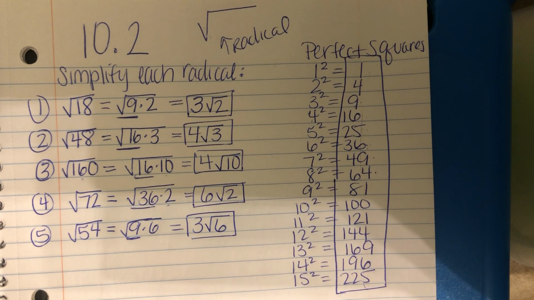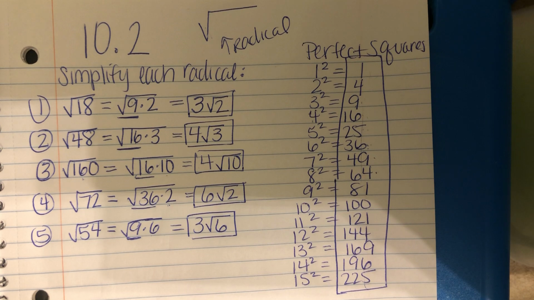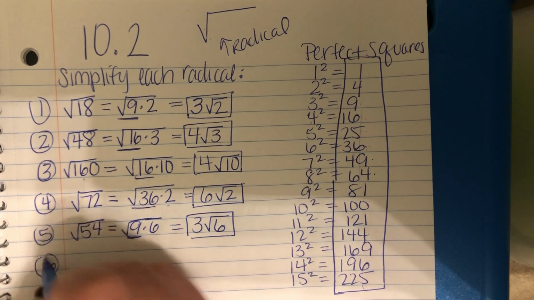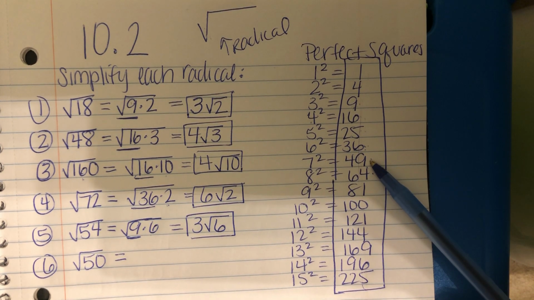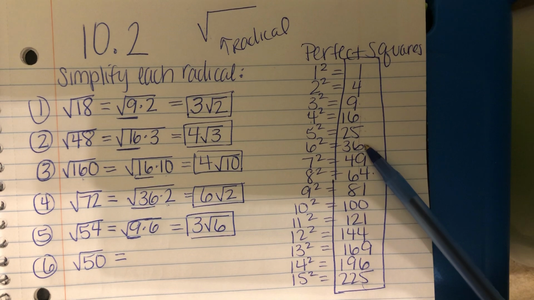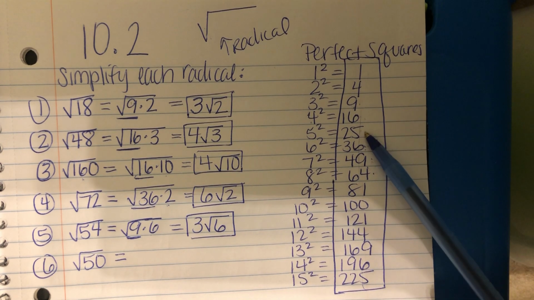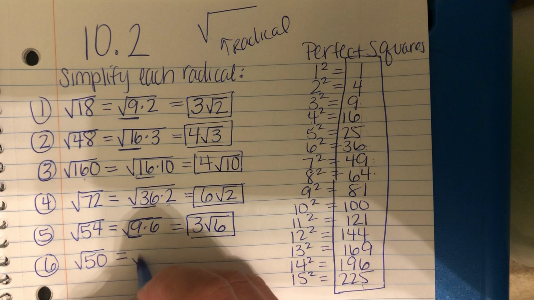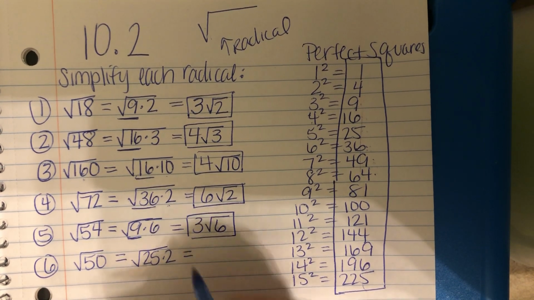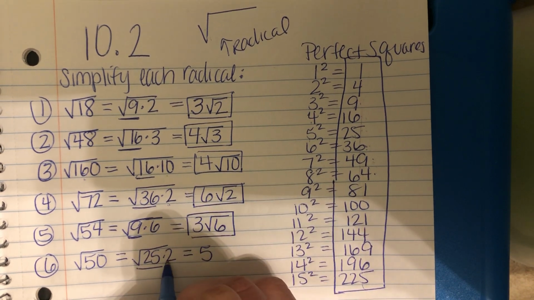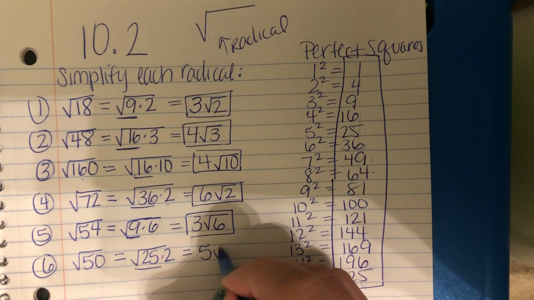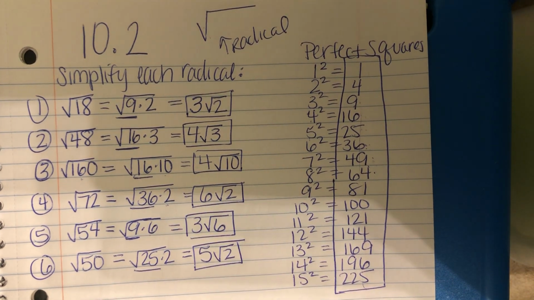All right, we'll finish with one more. Let's do the square root of 50. All right, so the first one that's smaller than 50 is 49. So 50 divided by 49 is a decimal. 50 divided by 36 is a decimal. 50 divided by 25 is 2. So that's 25 times 2. Well, what is the square root of 25? It's 5. I don't know the square root of 2, so I'm going to have to leave that under the root. So it's 5 square roots of 2.